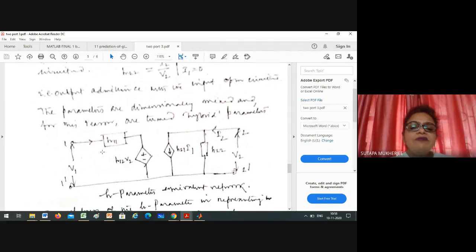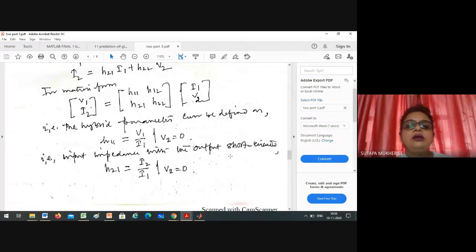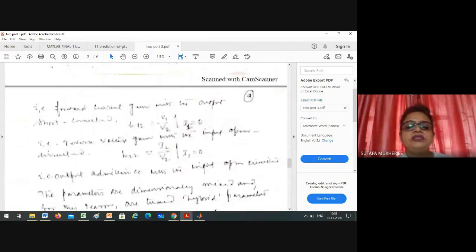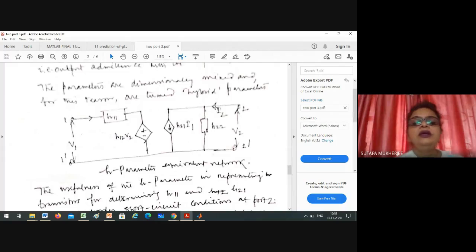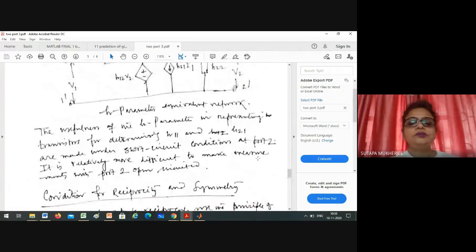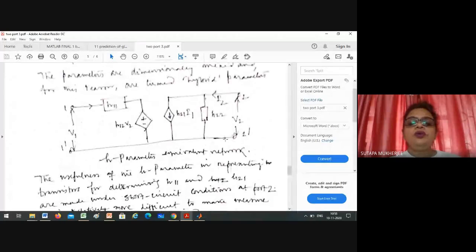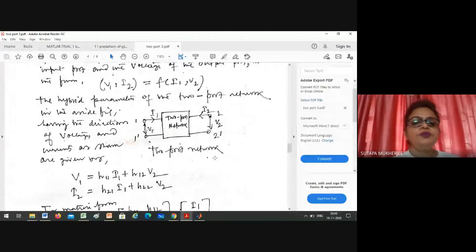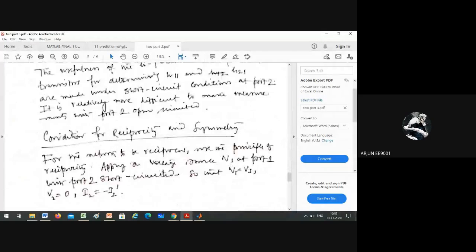So you have got the equations: V1 equals H11 I1 plus H12 V2, and I2 equals H21 I1 plus H22 V2. This will be represented by a diagram in terms of hybrid parameters. This is the equivalent network. You will have to draw these in the exam. The basic thing is the function; if you know it, you can do everything, right? Yes, ma'am.